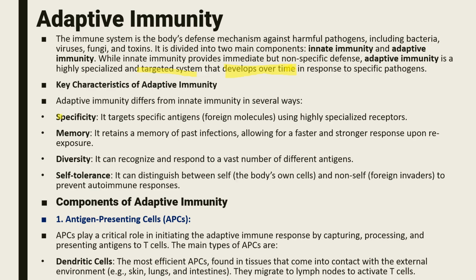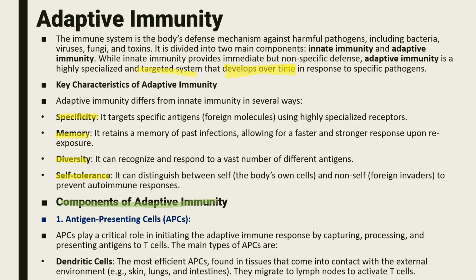Key characteristics: they are highly specific. They have memory, retaining the memory of past infections, and they are diverse. It can recognize and respond to a vast number of different antigens. And self-tolerance: it can distinguish between self, the body's own cells, and non-self. Components of adaptive immunity.